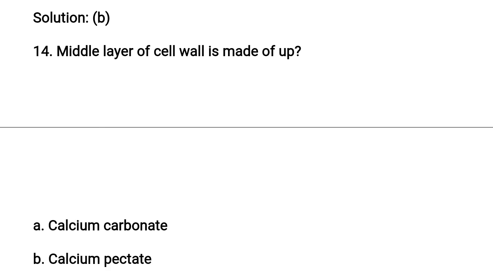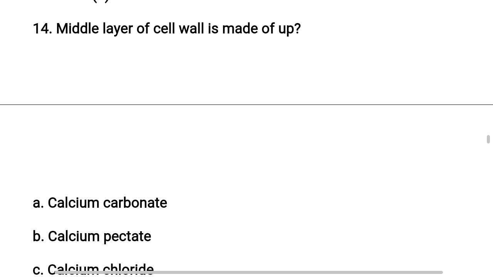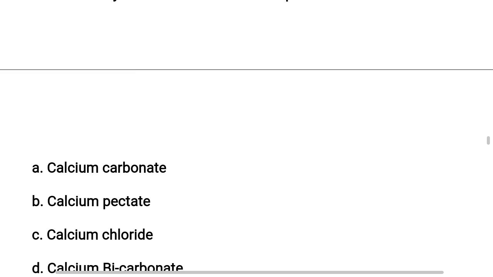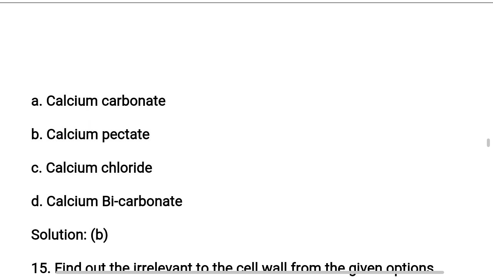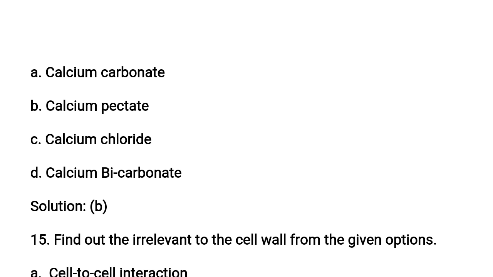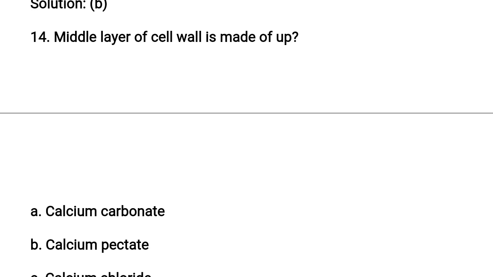Now 14th question. Middle layer of cell wall is made up of. This concept is also very important for competitive examinations. Please watch the options. Option A, calcium carbonate, B, calcium pectate, C, calcium chloride, D, calcium bicarbonate. So the correct option for this question is option B, calcium pectate. Generally the middle lamella is a layer mainly made up of calcium pectate.